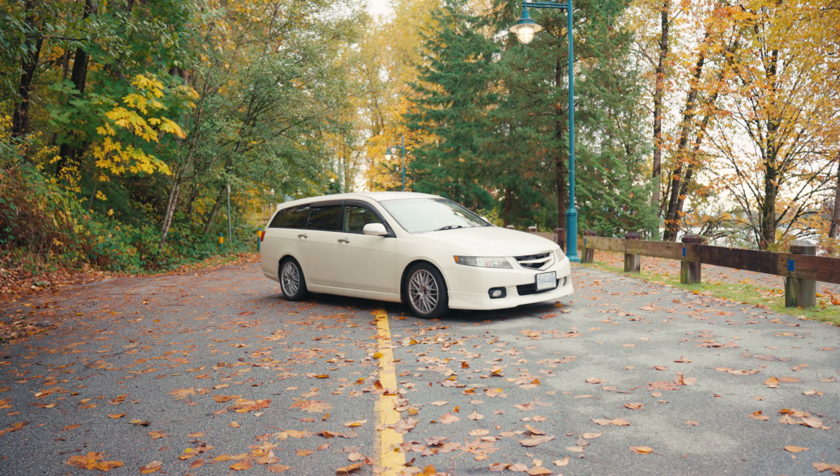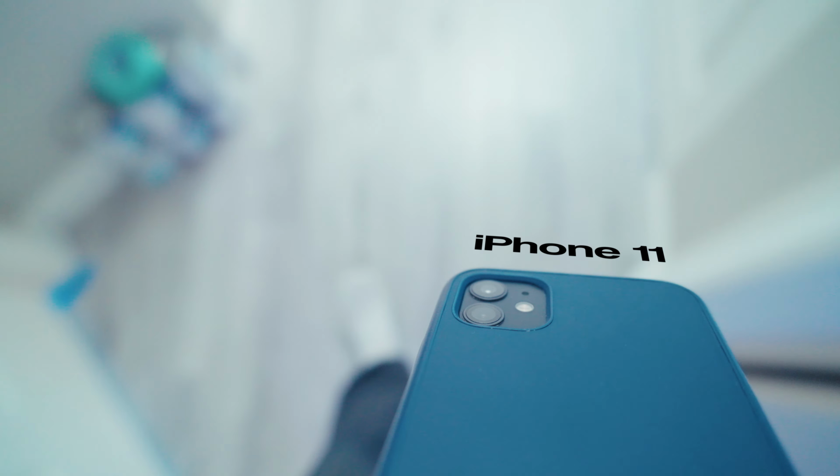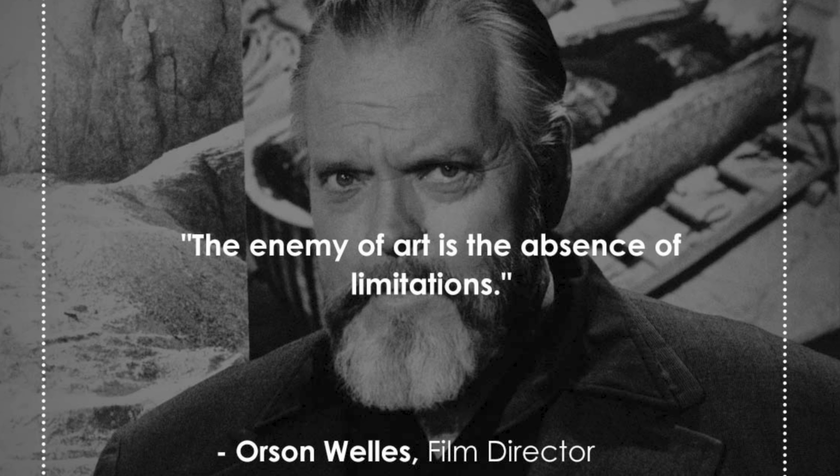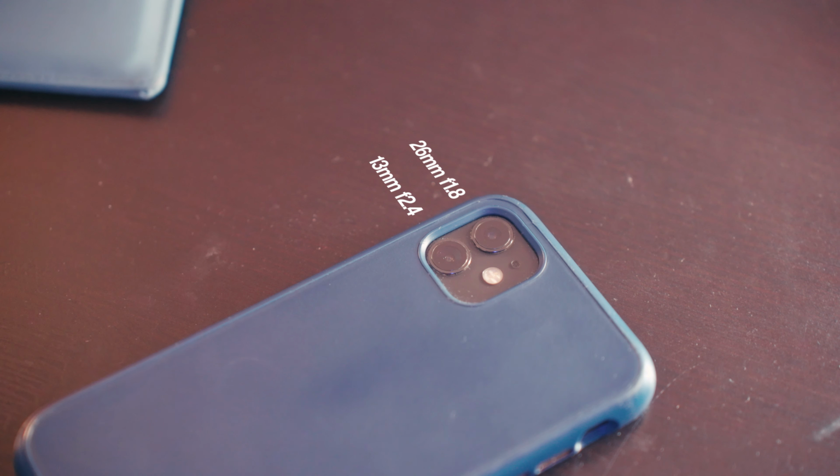To get good at iPhone car photography, we first have to understand the limitations that we're up against. And if you've got an older phone like mine, there's a lot of them. But as Orson Welles said, the enemy of art is the absence of limitations. Limitation 1 is that you're stuck with whatever lens or lenses you happen to have on the back of your phone. In my case, with this iPhone 11, we're working with a 26mm f1.8 lens, as well as a 13mm f2.4 lens, both of them being 12 megapixels.